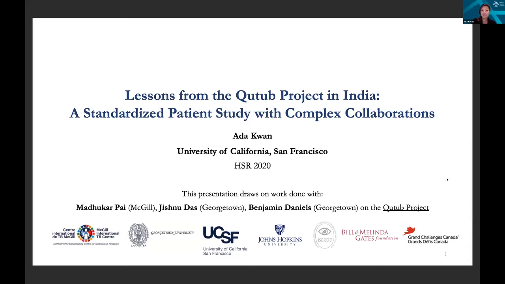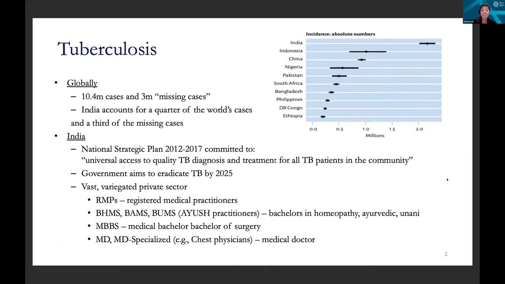You see here. Okay, so just to set a bit of context for this project, we're examining tuberculosis. Each year, there are 10.4 million TB cases and 3 million missing TB cases in India, and this accounts for a large portion of the global TB burden. The government of India has made very ambitious commitments with respect to tuberculosis. This includes universal access to quality TB care for all the patients in the community. And the government also aims to eradicate TB by 2025.